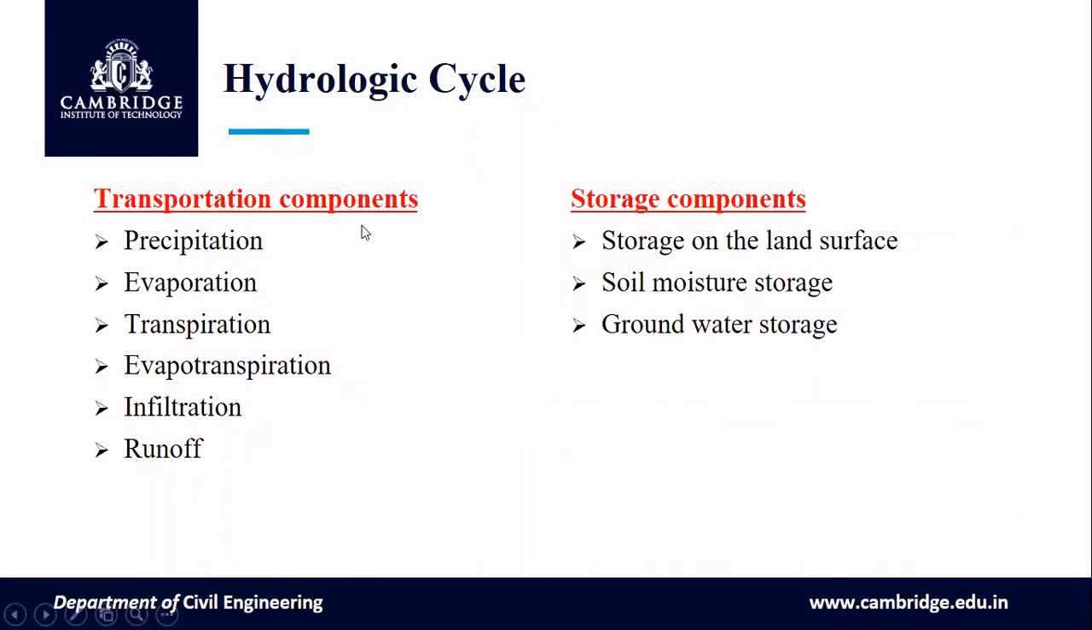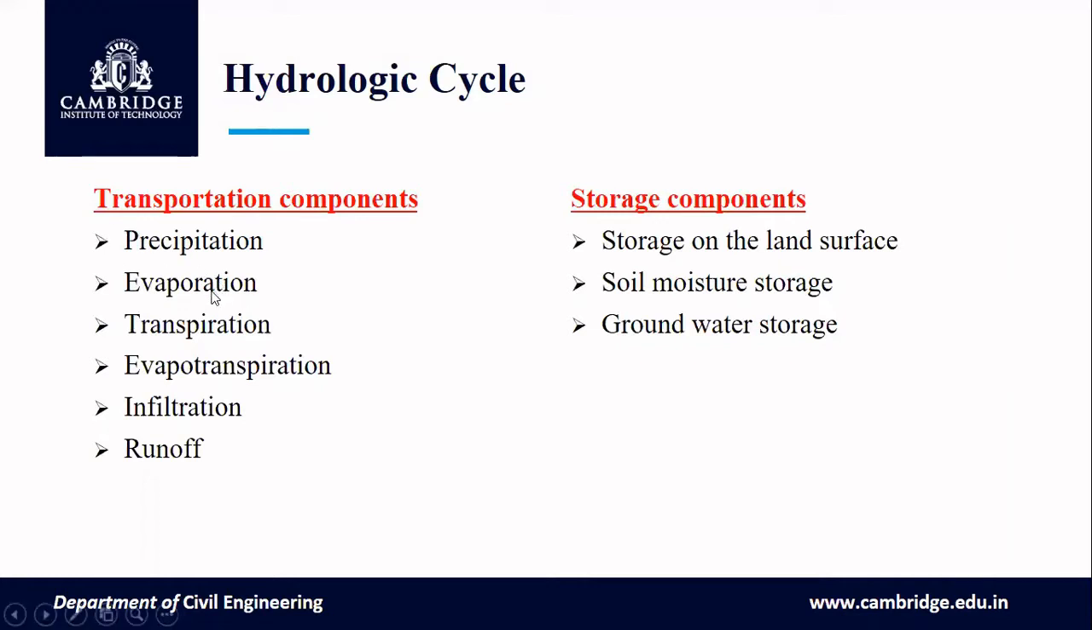The hydrology cycle may be divided into two major components: the transportation components and the storage components. The transportation components are the movement of water, and the storage components are the water which is stored in particular places. In the transportation components, first is precipitation, which is the different forms of water that reach the earth surface through the atmosphere, whether in the form of rainfall, snowfall, sleet or glaze.